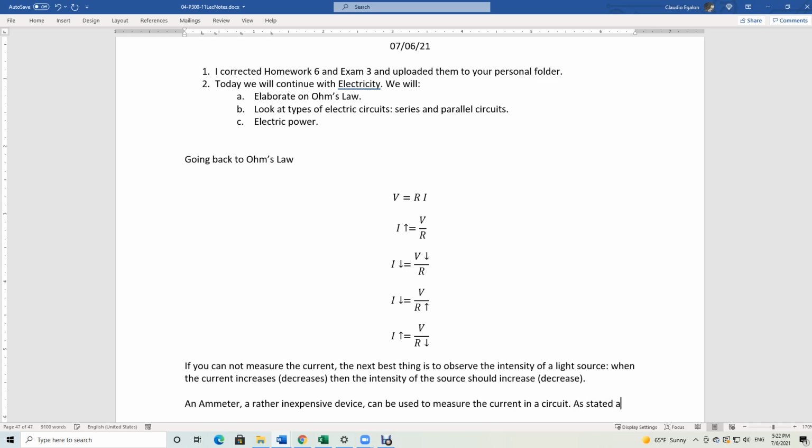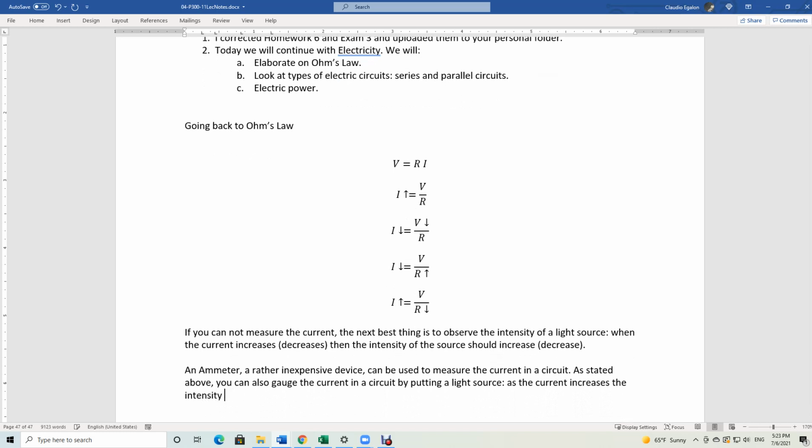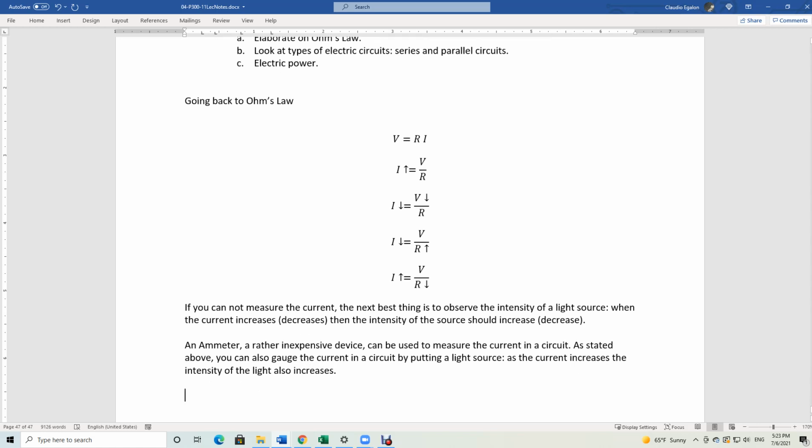As stated above, you can also gauge the intensity, the current in the circuit, by putting in a light bulb, a light source. It doesn't have to be a light bulb, it can be a light source. As the current increases, the intensity of the light also increases. So that's one way.